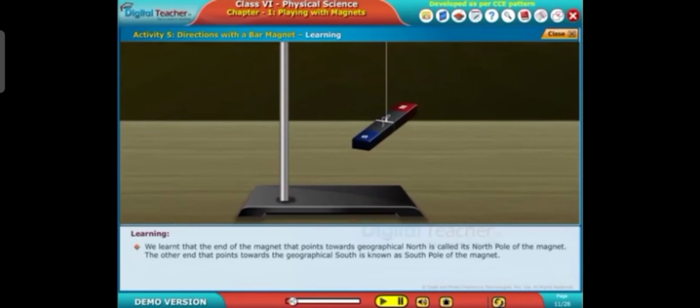Why are we calling them south pole and north pole? Because one end is facing the south direction, so we call it the south pole. At the same time the other end is facing the north direction, so we call it the north pole. So those are the two poles of a magnet. Which are they? North pole and south pole.